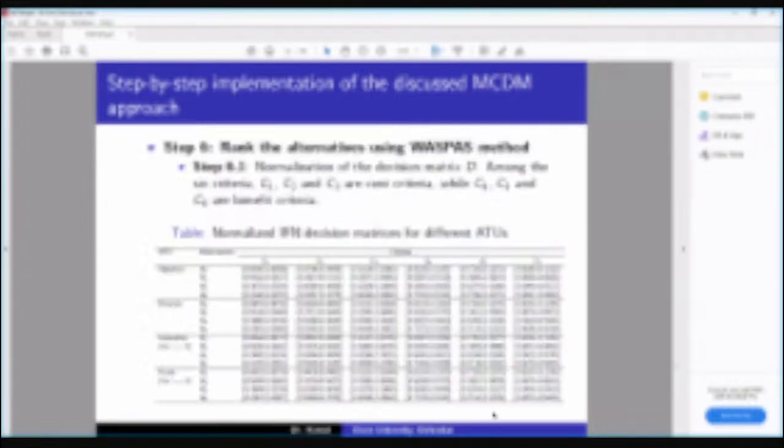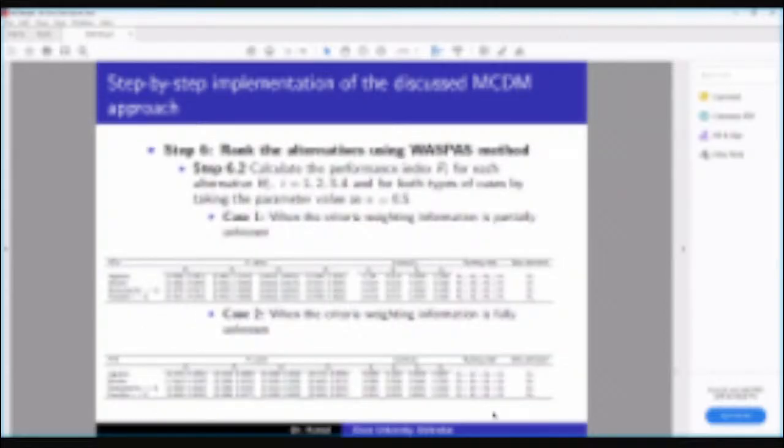You can see the columns related to C1. When we interchange the membership with non-membership, we will get this C1 column. Similarly for C2 and C3. Whereas C4, C5, C6 are already benefit type criteria, so we do not need to change these. So we will retain them as they are. So this is the normalization process.